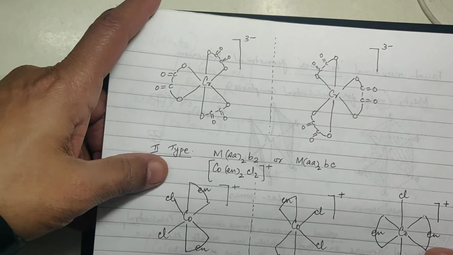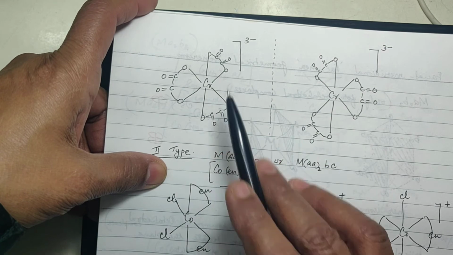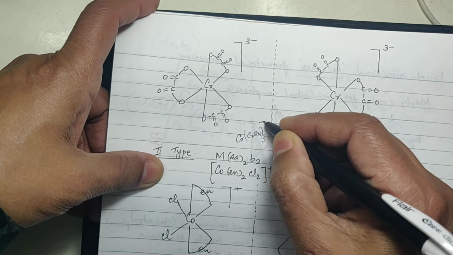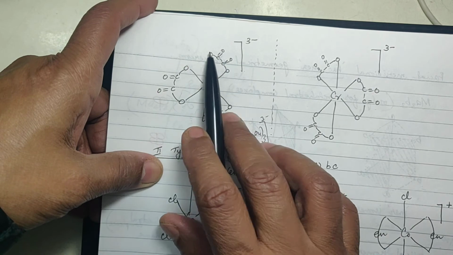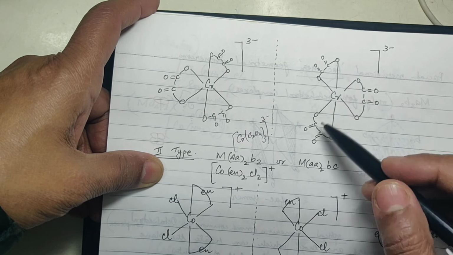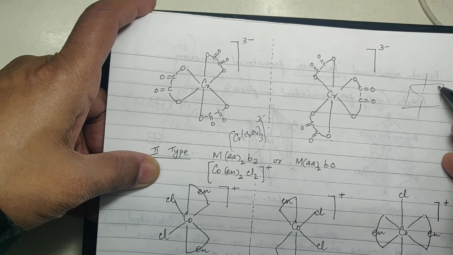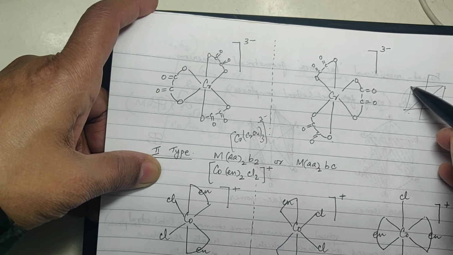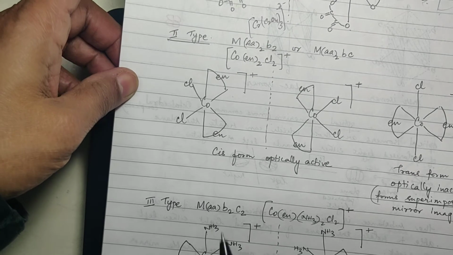So I have just shown the optical isomers of a few complexes. This is Cr(C2O4)3, 3 negative. Attaching these 2 corners, then these 2 corners and these 2 corners. Or it may be these 2, these 2, these 2. Basic structure, remember. This is how you draw. Either this, this and this, or it may be this, this and this. It is the same kind.